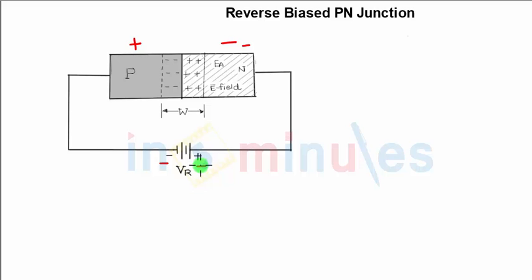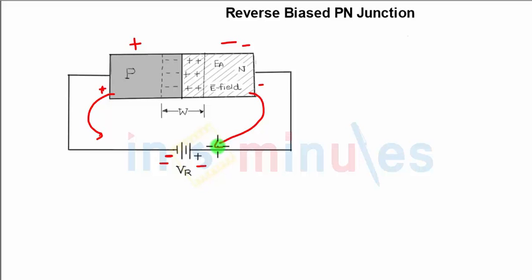Now, what will happen because of this? Since you are reverse biasing, P type has positive holes and N type has the electrons. It has positive charge and it has negative charge. So because of the negative potential of the battery, it will attract more number of holes from this part and more number of electrons from this part.